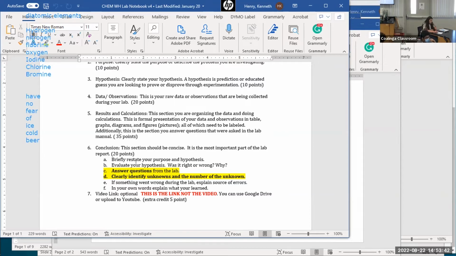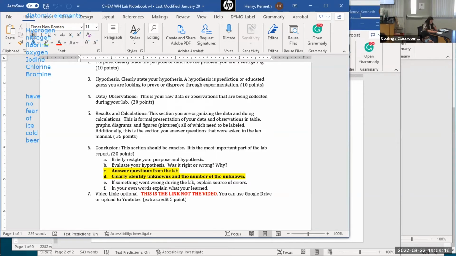If there were unknowns to be identified, you want to make sure that you identify those unknowns, and give me a number for that unknown. For instance, there's going to be a point where you have to identify an unknown metal that you're working with. You're going to tell me, oh, my metal was unknown number 17. Unknown 17 is iron. Okay, so that's what I mean by that. In this case, was there any unknowns? No.